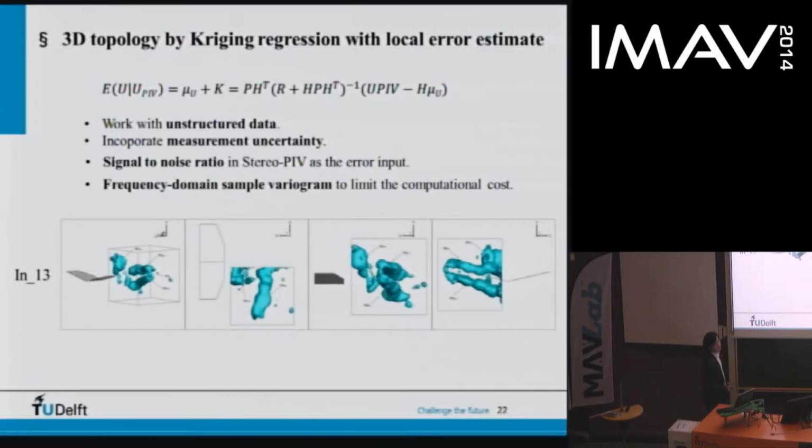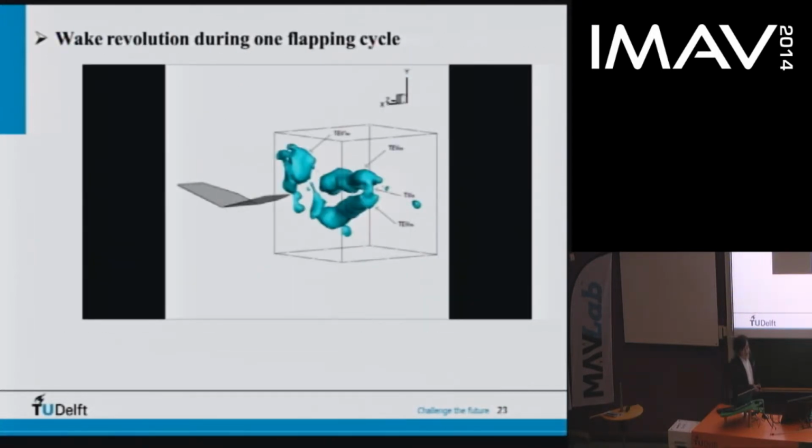By performing Kriging interpolation on the data of setup 2, we get this structure here. You can see this is an in-stroke structure, which was shed after the in-stroke. And here we have this one. It's not really clear, it's like an arc shape, which is shed from the previous outstroke. And here is also a movie about the shedding of the vortex.